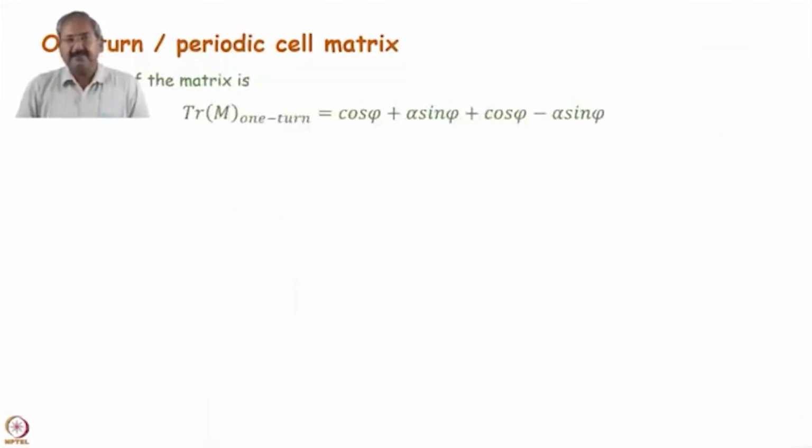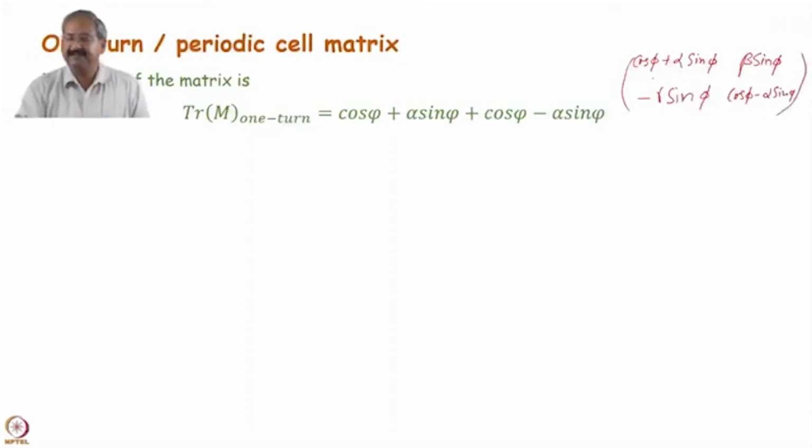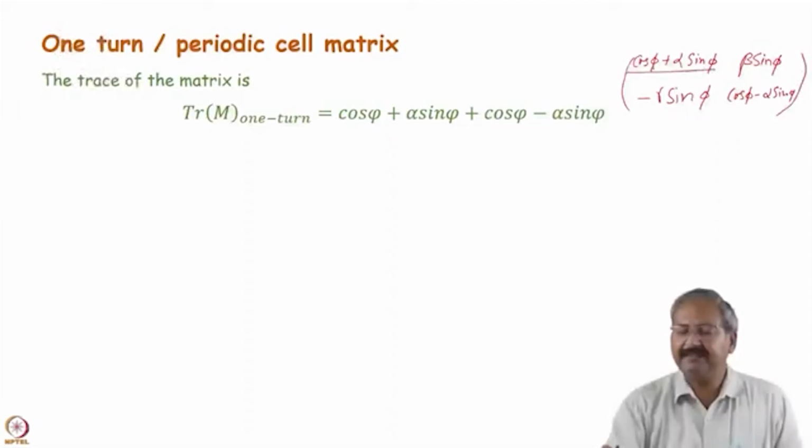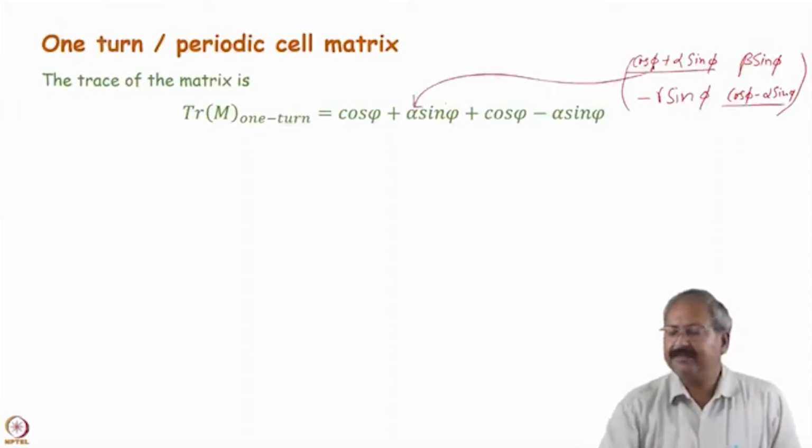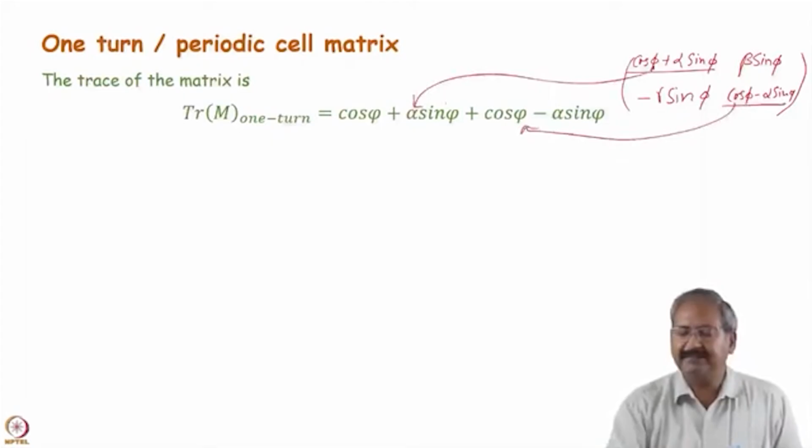And another important property of this matrix is the trace. This matrix again I am writing for your reference: cos phi plus alpha sin phi, here beta sin phi, here minus gamma sin phi, and here cos phi minus alpha sin phi. Now you can see the trace will be cos phi plus alpha sin phi plus cos phi minus alpha sin phi, and this will give you 2 cos phi.